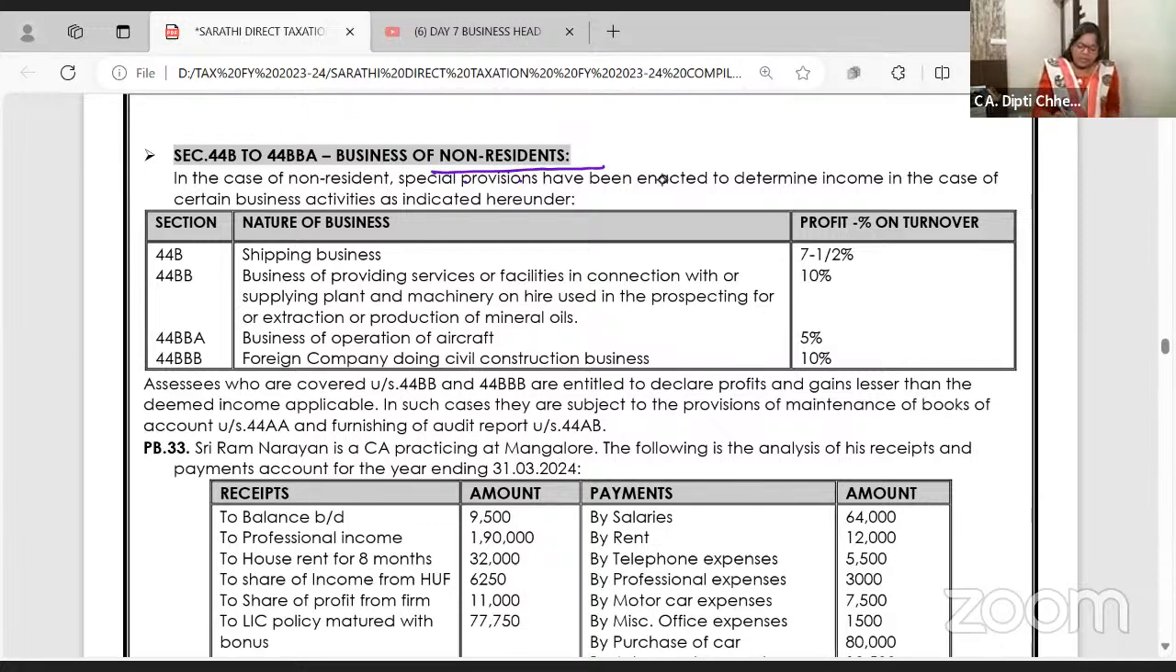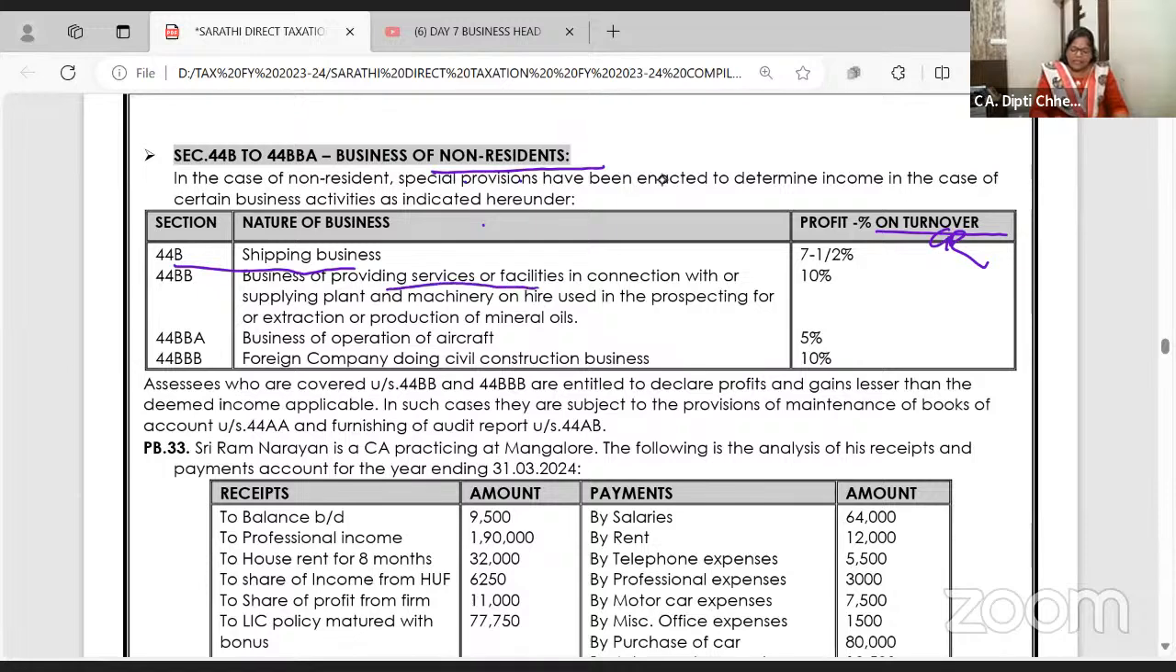Followed or not? So for non-resident, they say if they are doing shipping business. So non-resident ship is coming to India, again leaving some goods and passengers, picking up goods and going further. Whatever is their turnover and gross receipts in India shows 7.5% net profit on the turnover for shipping business.